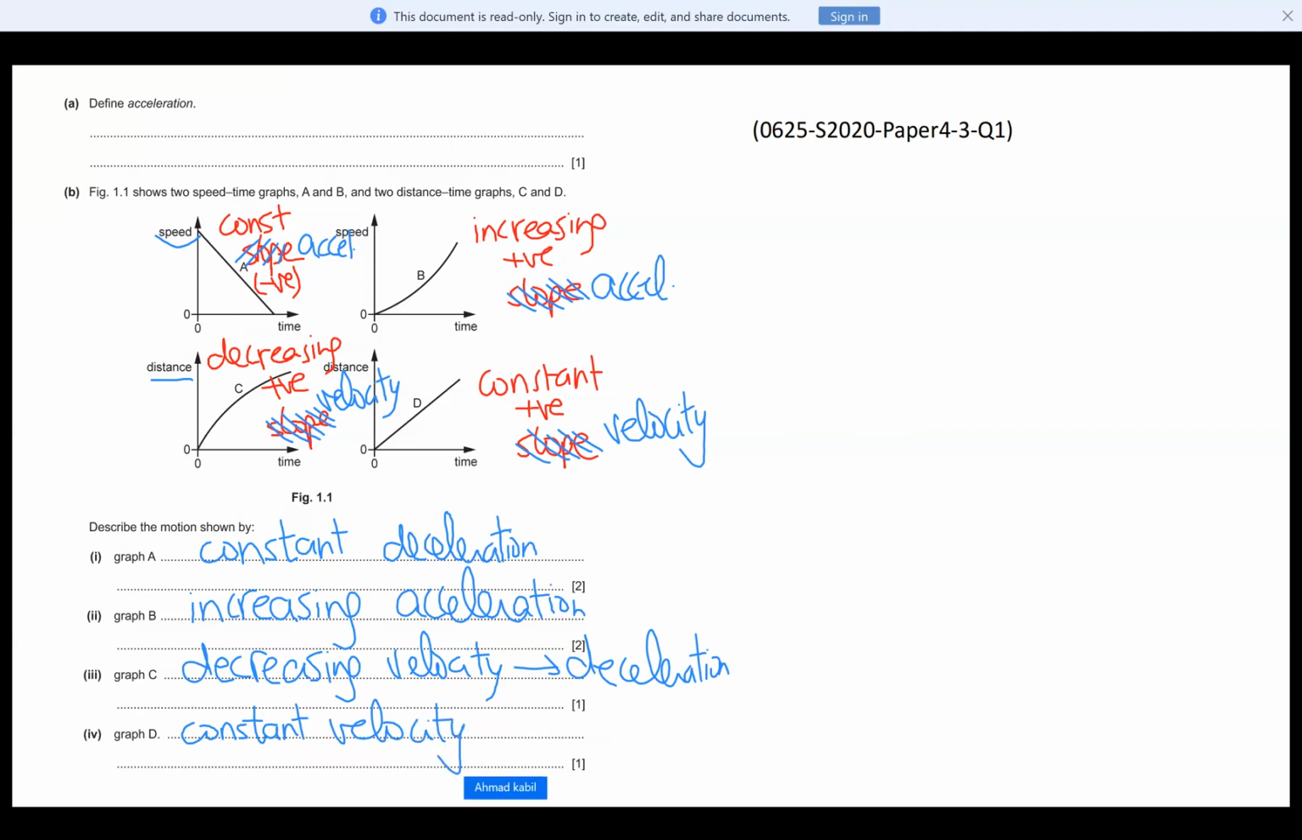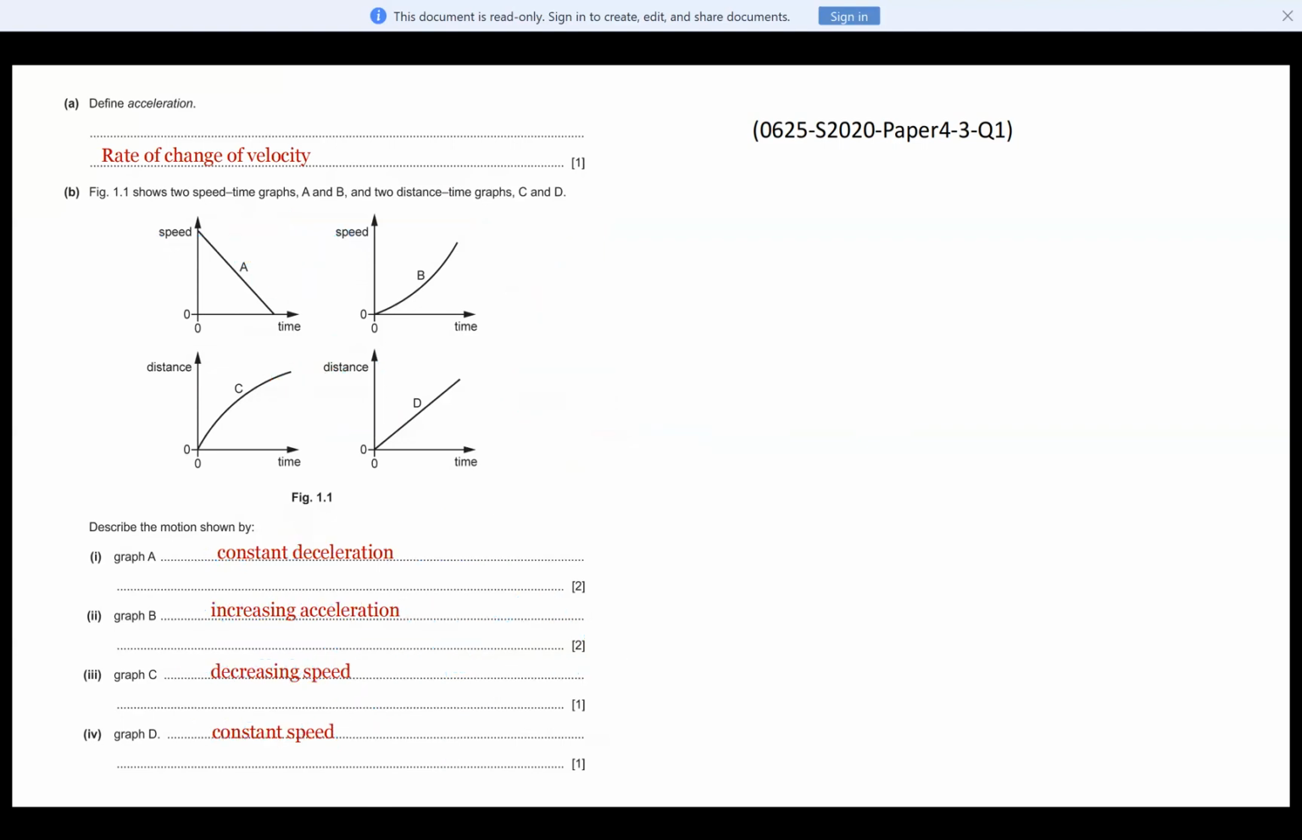Let's check the correct answers. So constant deceleration, followed by increasing acceleration, followed by decreasing speed or deceleration. And in IV, we have constant speed as we said.